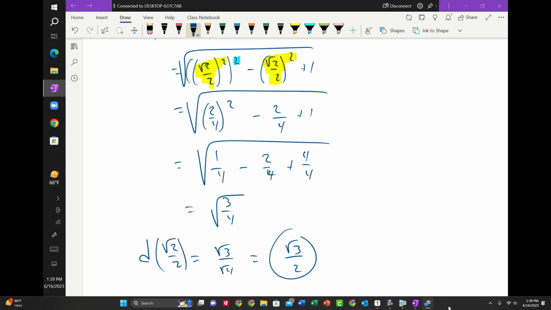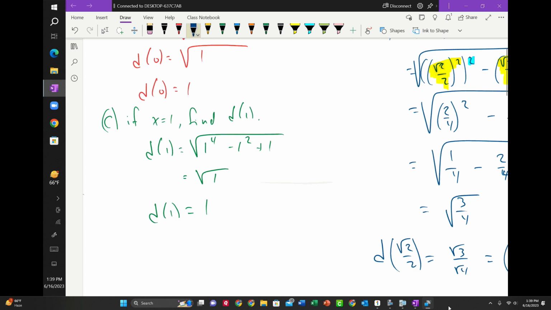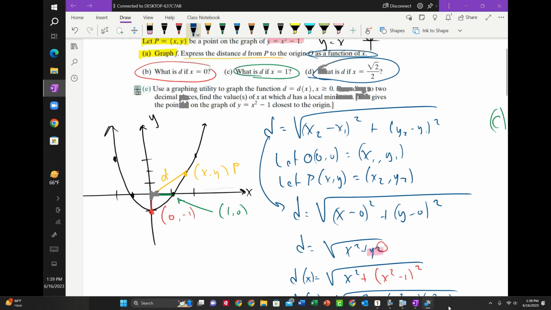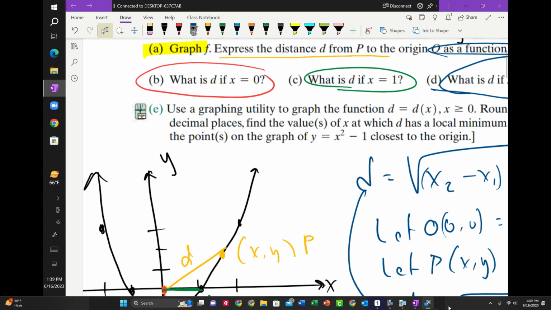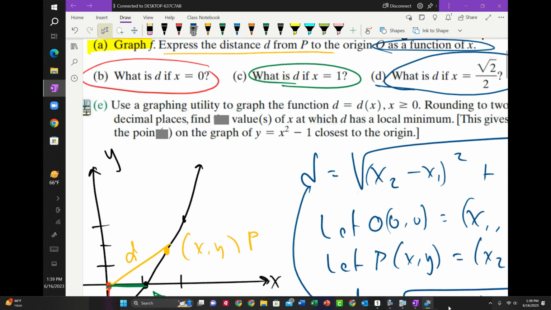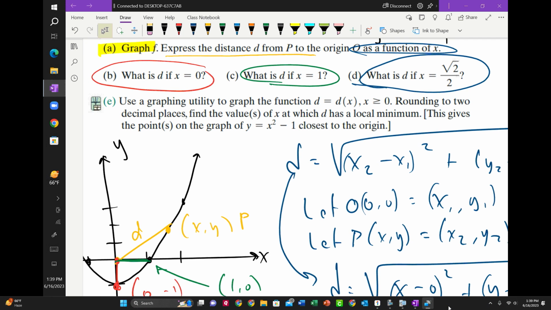A little interesting in that one because we have a little bit more to work with as far as our square roots. We haven't done a whole lot of that as yet. Okay. So wrapping this up, last thing it says: using a graphing utility to graph the function d equals d of x when x is greater than 0, rounding to two places, find the value or values of x at which d has a local minimum.